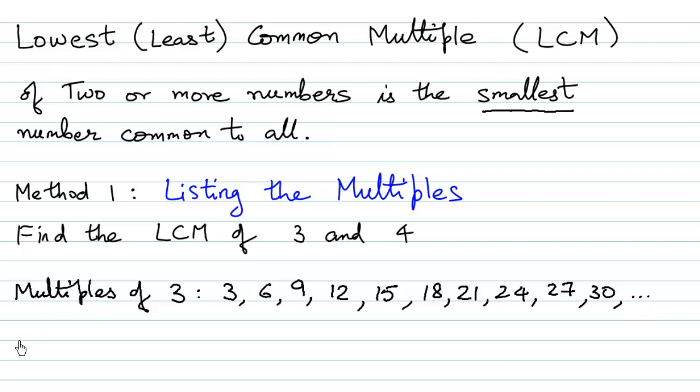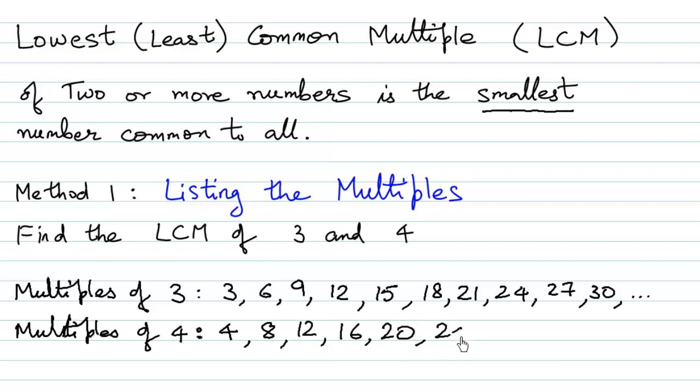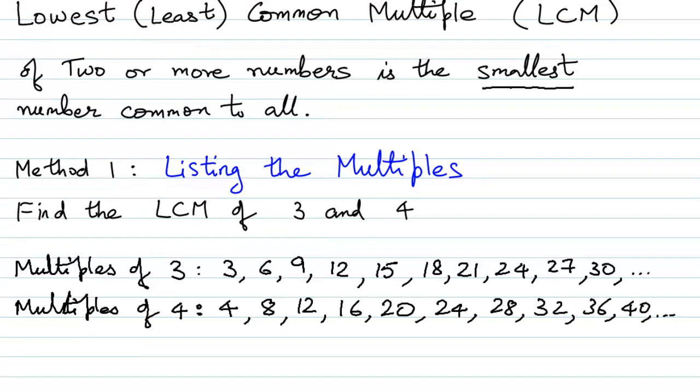And then we are going to write down the multiples of 4. So we have 4 1s are 4, 4 2s are 8, 4 3s are 12, 4 4s are 16, 4 5s are 20, 4 6s are 24, 4 7s are 28, 4 8s are 32, 4 9s are 36, 4 10s are 40, 4 11s are 44. We can keep on writing.